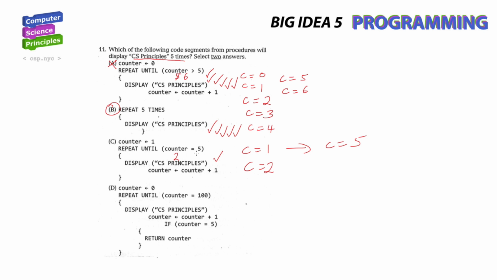Because 2 doesn't equal 5, it keeps running. So it displays it, and then it adds 1 to the counter. And then 3 doesn't equal 5, so it displays it, and then it adds 1 to the counter. And then it displays it, and then it adds 1 to the counter. So as you see now, the counter is 5, and when the counter is 5, it doesn't repeat anything else, it stops. But if you count them, it's only displayed it 4 times, and we need 5. So C is not the answer.